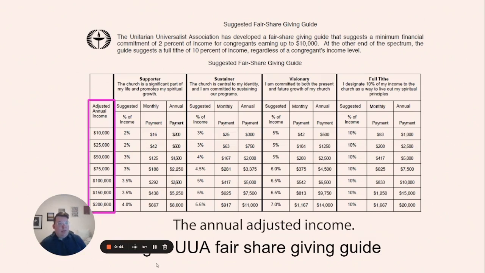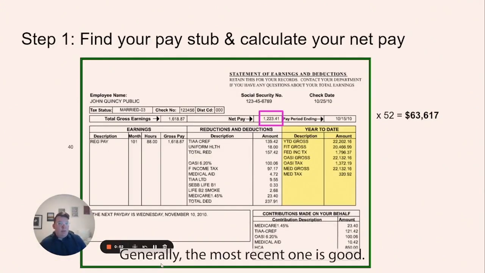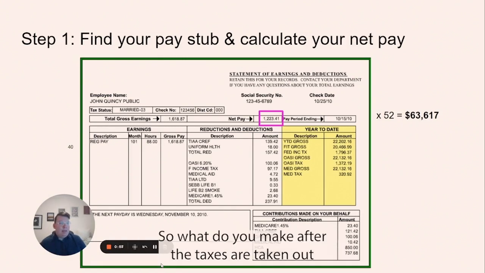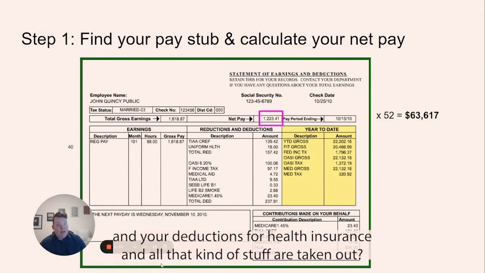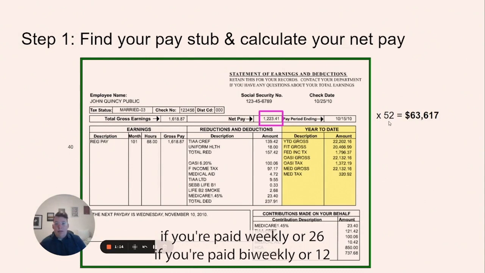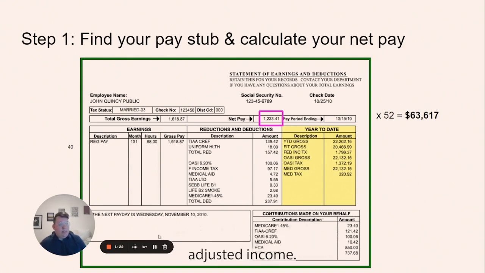Let's start with this column, the annual adjusted income. How do you find that? So step one, find your pay stub. Generally, the most recent one is good. And then what you're looking for in that pay stub is your net pay. So what do you make after the taxes are taken out and your deductions for health insurance and all that kind of stuff are taken out? Once you find your net pay, then you're going to multiply that either by 52 if you're paid weekly, or 26 if you're paid bi-weekly, or 12 if you're paid monthly. And that will give you your total adjusted income.